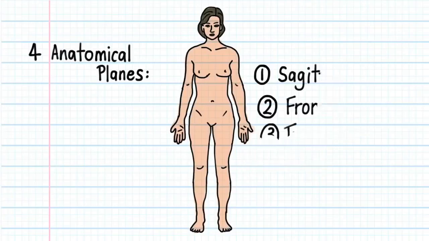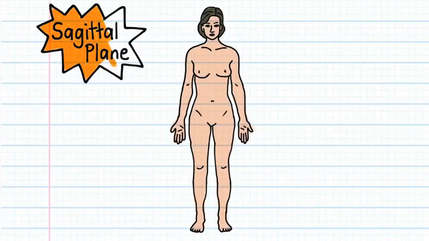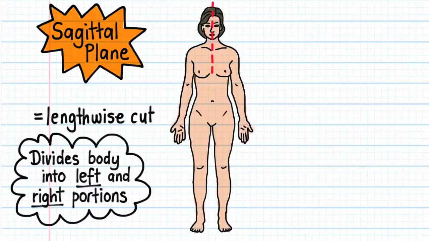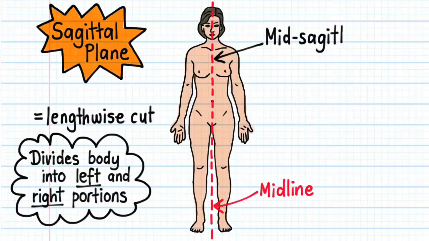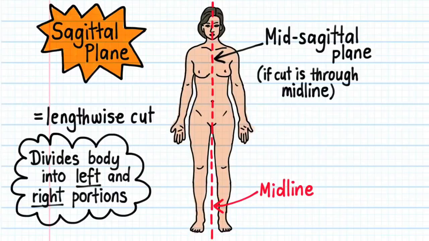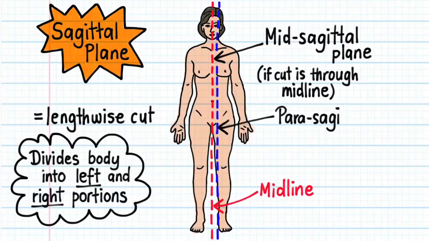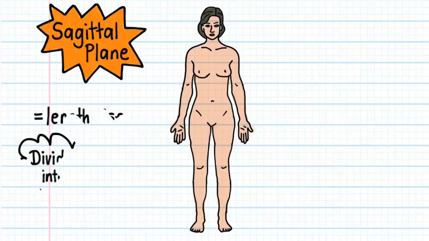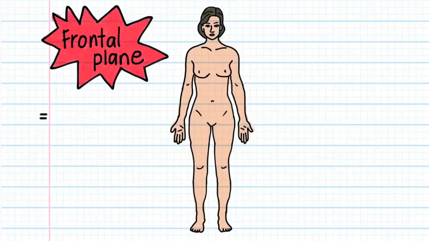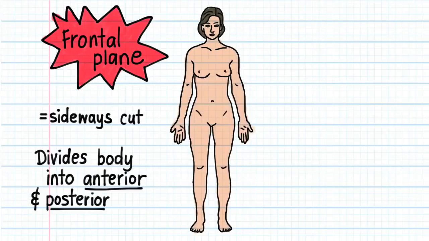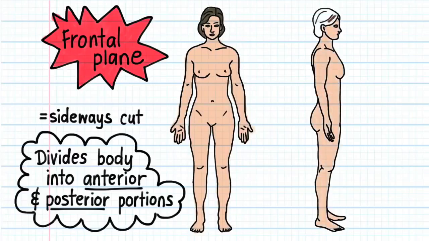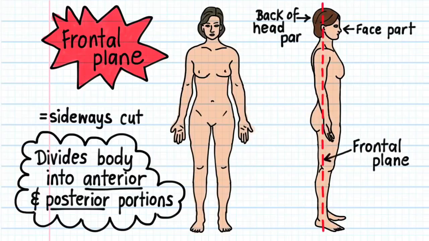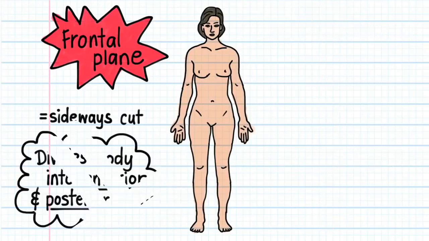A sagittal plane is a lengthwise or vertical cut that divides the body into left and right portions. If the cut passes through the midline of the body, then we call this a mid-sagittal plane. However, if the cut doesn't exactly pass through the midline, we call this a parasagittal plane. Next is the frontal plane. This plane divides a body into anterior and posterior portions. For example, a frontal section of the head would divide it into the face part and the back of the head part. Next we have the transverse plane.